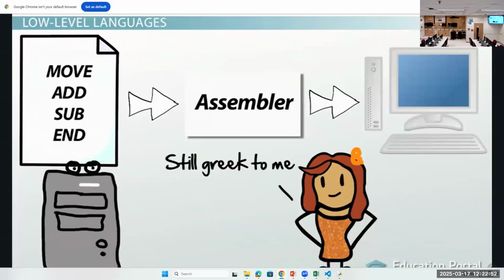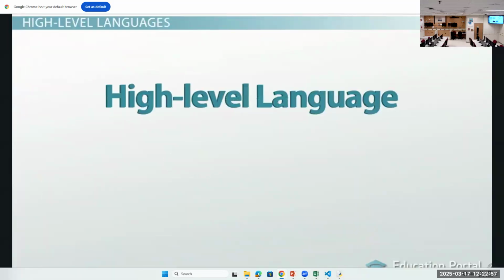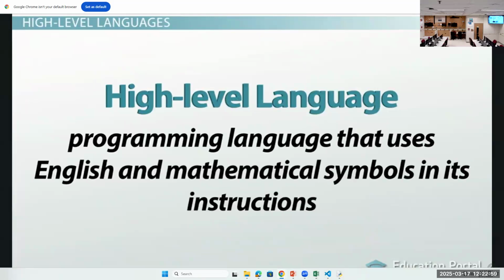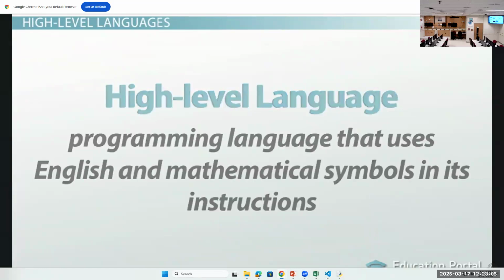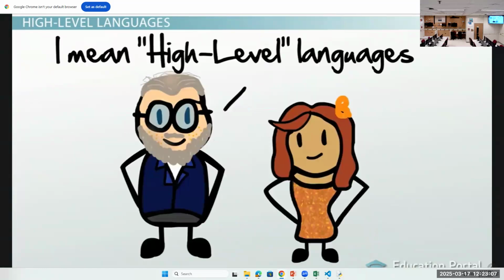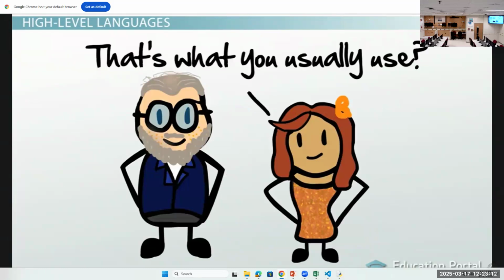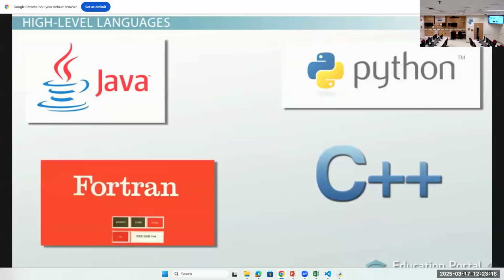This is why high-level languages have been developed. A high-level language is a programming language that uses English and mathematical symbols, like plus, minus, percent, and many others, in its instructions. When using the term programming languages, most people are actually referring to high-level languages. High-level languages are the languages most often used by programmers to write programs. Examples of high-level languages are C++, Fortran, Java, and Python.